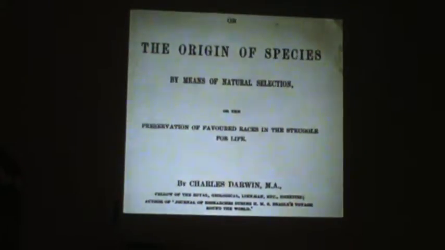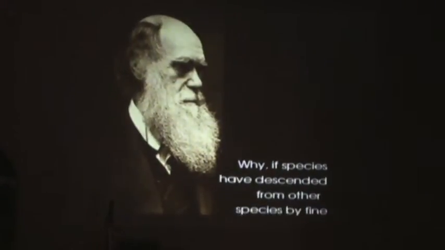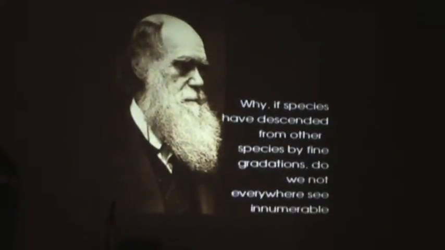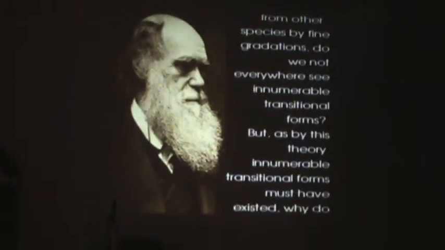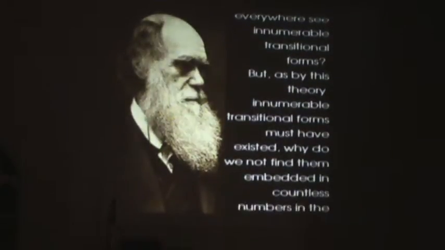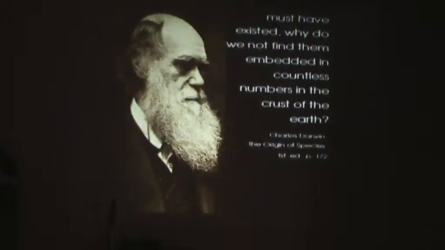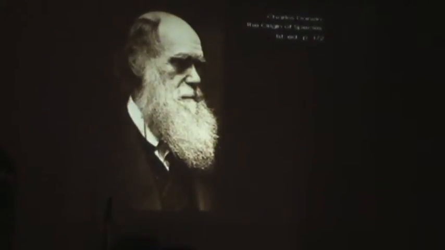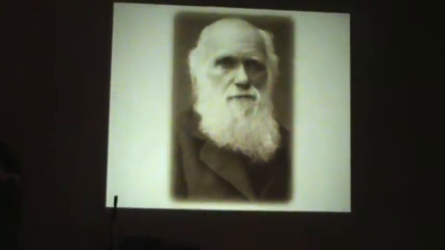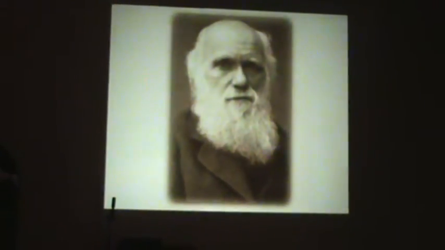However, Darwin was aware that the fossil record did not contain any of these hypothetical intermediate forms. This is why he devoted a special chapter to this in his book, and posed these troubled questions. "Why, if species have descended from other species by fine gradations, do we not everywhere see innumerable transitional forms? But as by this theory, innumerable transitional forms must have existed, why do we not find them embedded in countless numbers in the crust of the earth?"